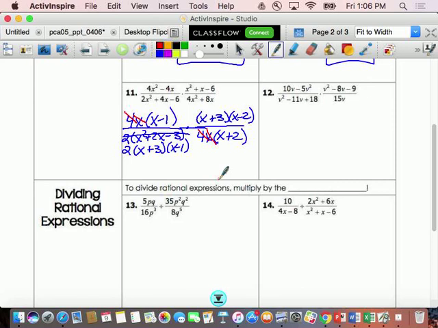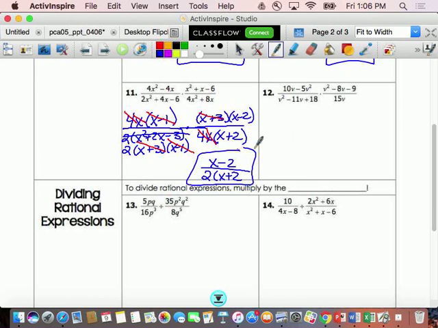Is there an x minus 1 to cancel out in the denominator? Yes. Is there an x plus 3 to cancel out? Yes. Is there an x minus 2 to cancel out? Yes. All right, so we've made it all the way across the numerator. So we know we're done. In the denominator, we're left with a 2 and an x plus 2. The end.